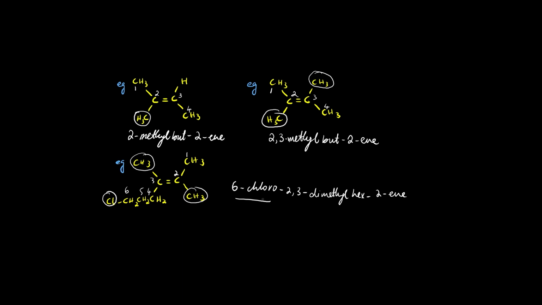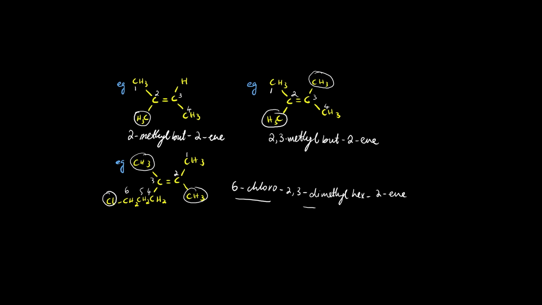6-chloro because the chlorine substituent is on the 6th carbon atom, 2,3 dimethyl because there are two methyl groups on the second and third carbon atoms, and hex 2-ene because the second carbon atom has the carbon-carbon double bond, and hex because the longest carbon chain is 6 carbons and it is an alkene compound, so therefore an ene is there. Now why is the chloro before the methyl? Simply because C comes before M in the alphabet.